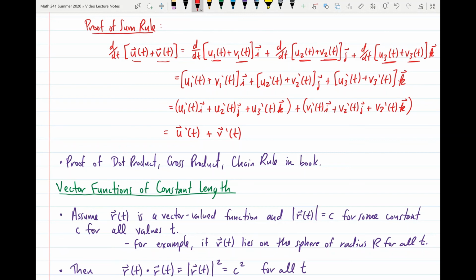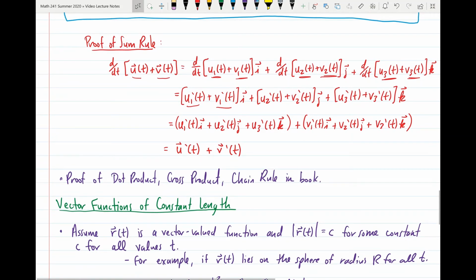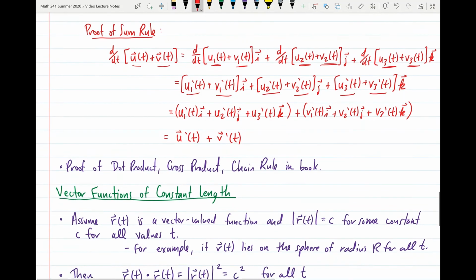So the derivative of u1 of t plus v1 of t is going to be the same as u1 prime of t plus v1 prime of t. And the same can be said for what's going on in our other components here. So we get u2 prime of t plus v2 prime of t, and u3 prime of t plus v3 prime of t for each of our components now.